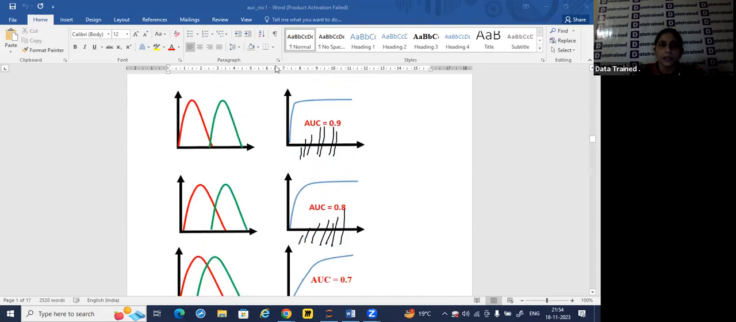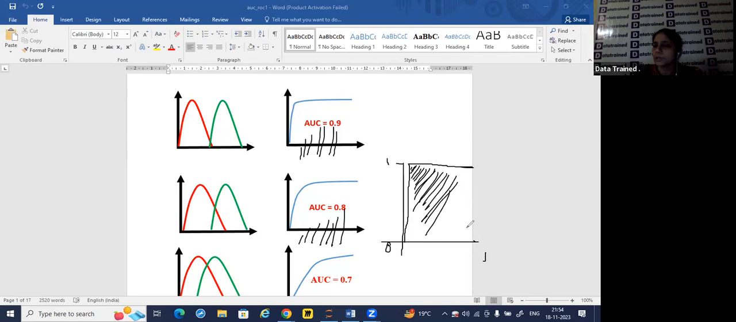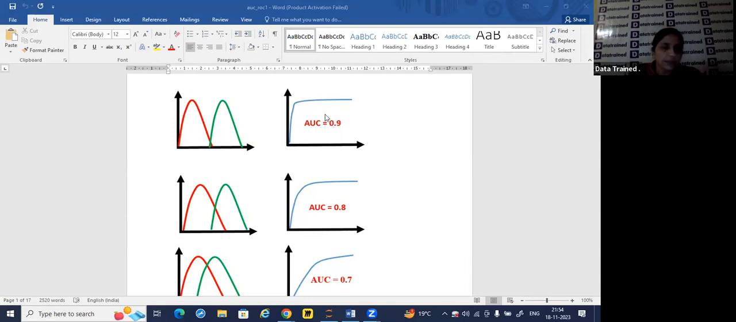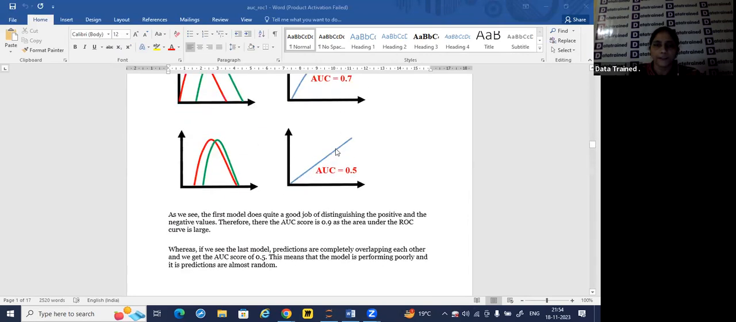Got the point? And suppose you get 1. In that case this would be the sharp one, because it is touching this corner, so the whole area is covered. The more the area covered, the more accuracy there is. That shows you AUC ROC curves, which show how well your model is performing.